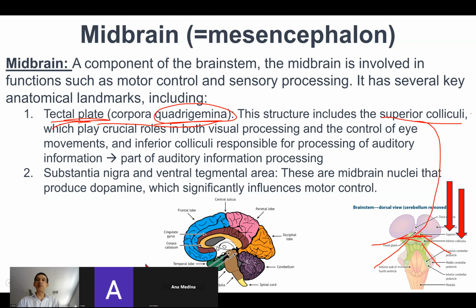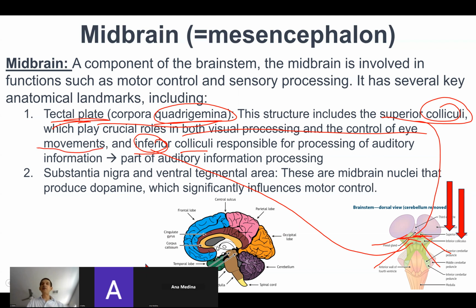Superior. We call them superior colliculi. Two of them are at the bottom. We call them inferior. These are the inferior ones. So superior colliculi are responsible for vision because they're responsible for visual processing and eye movement.